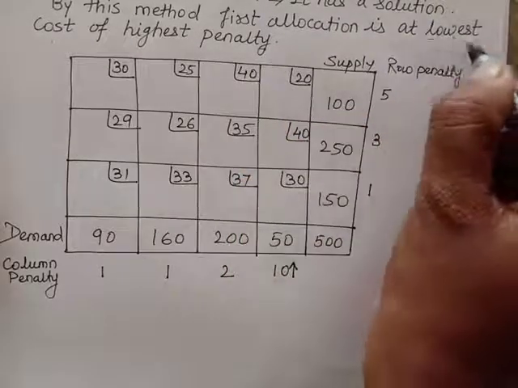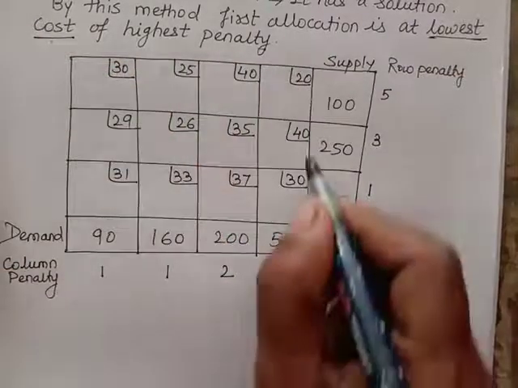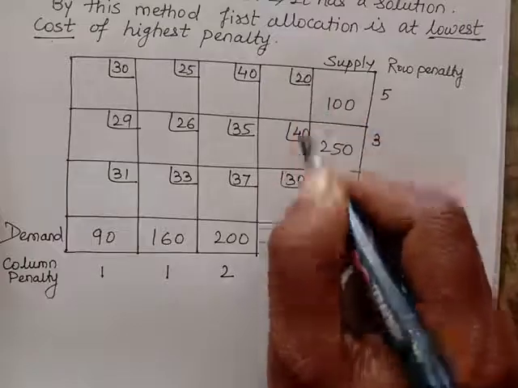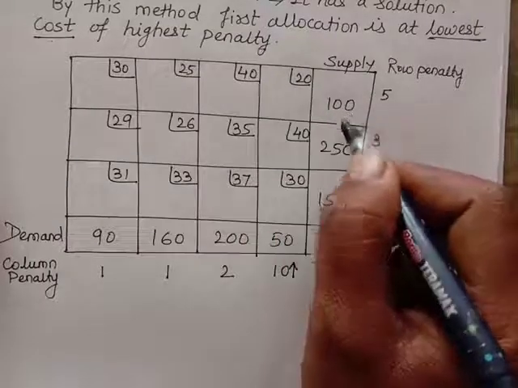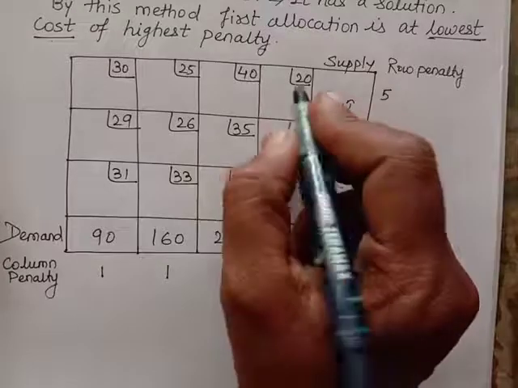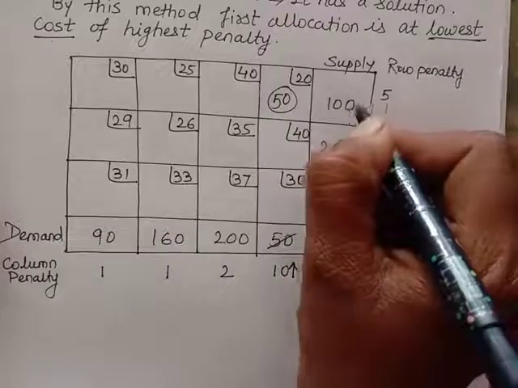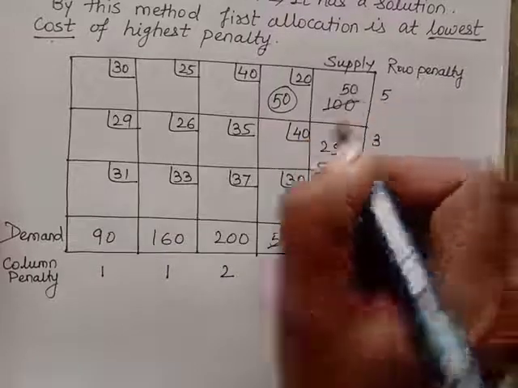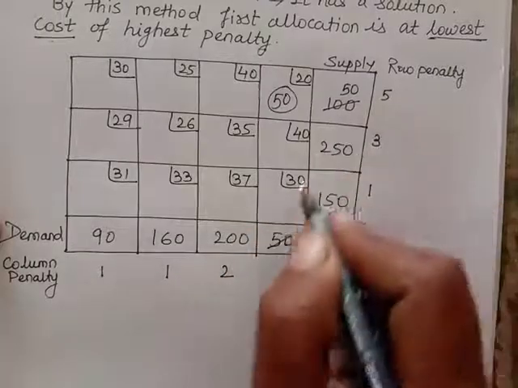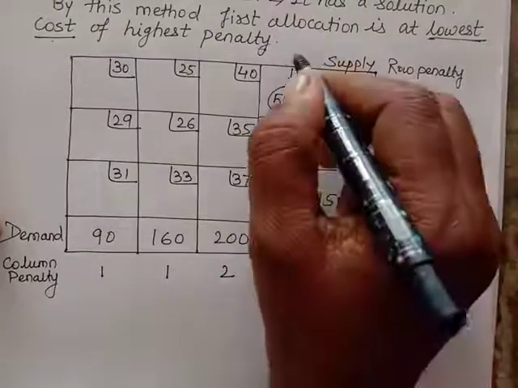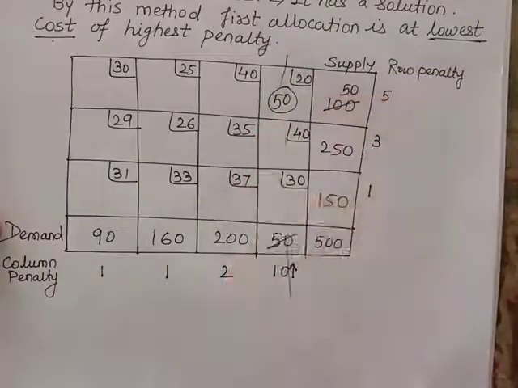But where? At the lowest cost. So of this column, what is the lowest cost? The lowest cost is this 20. So our allocation is the minimum of this 50 and 100. That will be how much? 50. So this 50 gets satisfied. So how much is left? 50 is left. Now, while doing this, the column gets satisfied.